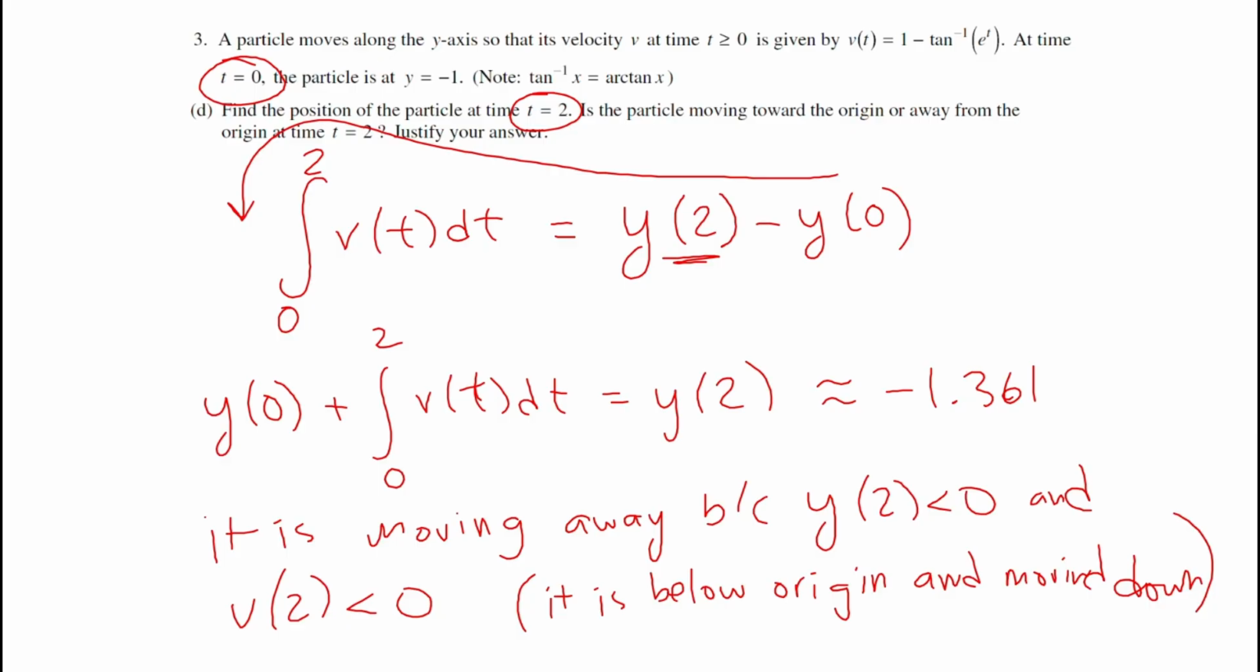And that was worth 4 points. 1 for just using the integral from 0 to 2 of v of t, 1 for having the initial condition in there somewhere, 1 for the value, and 1 for moving away with a reason. And that is the end here of this motion FRQ, question 3 from the 2004 AP Calculus AB exam.